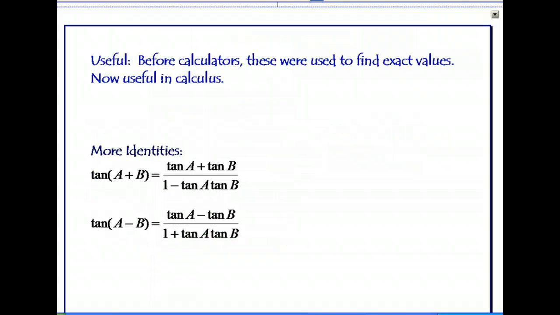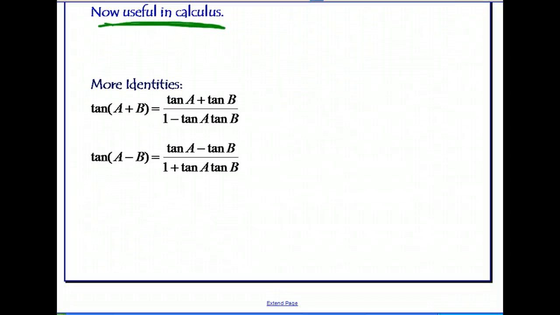Okay, why would you use these? Well, before calculators, you could use them to find exact values that weren't in your chart. So 30, 45, and 60 were in your chart. But other values, 15, 75, 105, you could use these identities to find those values. You'll still use these today in calculus. When you find the derivative using the definition, these will come up. And again, your professor will be so impressed when he asks, who remembers the sine addition identity or the cosine addition identity? And your hand goes up. That professor will be so impressed with you.